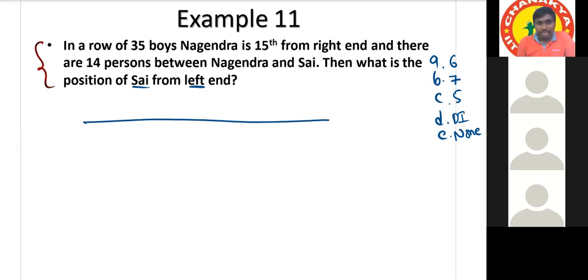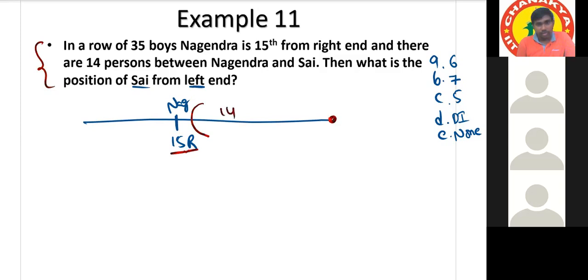See here, if I take this one as Nagendra, and he is 15th from right end. On the right of Nagendra, how many are there, excluding Nagendra? Sir, 14. From right end, his position is 15. Excluding Nagendra, how many are there to the right of Nagendra?